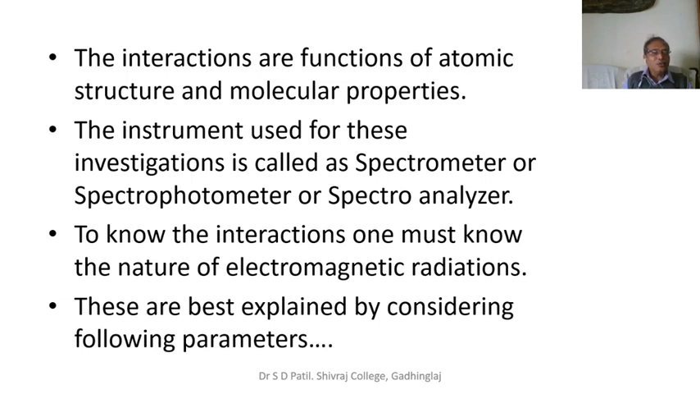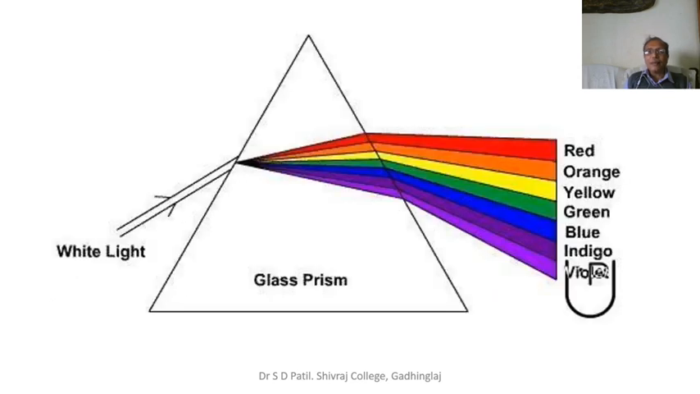The instruments used for these investigations are called as spectrometers, or these are also called as spectrophotometers or spectroanalyzers. In various branches, the instruments are specifically labeled or specifically known. To know the interactions, one must know the nature of electromagnetic radiation. These are best explained by considering some fundamental parameters.